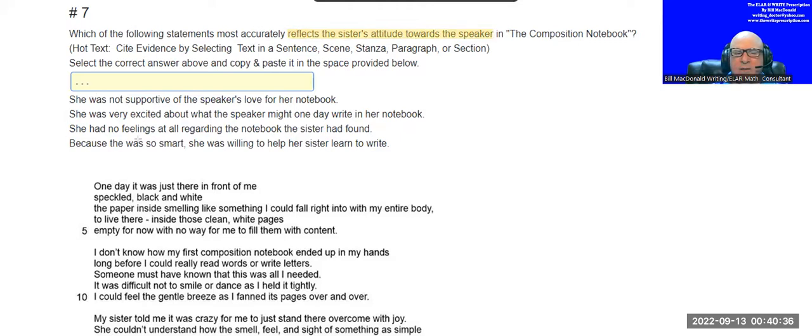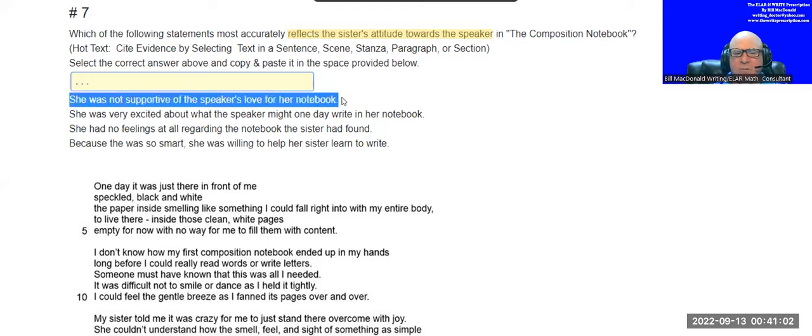Which one of these evidences is true? The way it says to do it is select the correct answer and copy and paste it in the space provided below. So what we'll do: she was not supportive of the speaker's love for her notebook. Yeah, she wasn't too excited about that. So for now, I'm going to put that one in there.